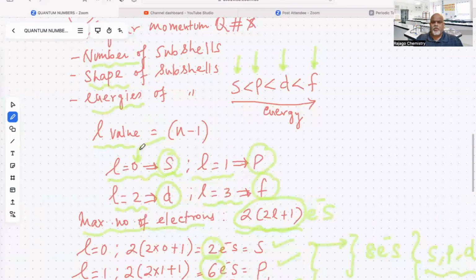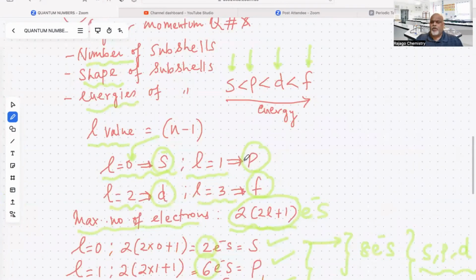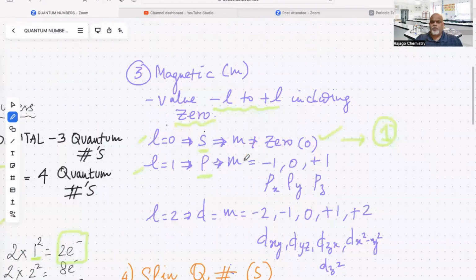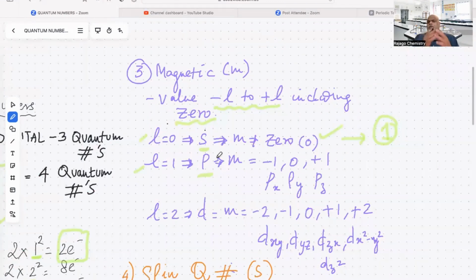We saw that when L is equal to 0, it's S. When L is equal to 1, it's P. But how many suborbitals can the P subshell have? It can have 3 values. It is like a number line: minus 1, 0, to plus 1. Minus L to plus L. So including 0, it will be minus 1, 0, plus 1. So it has 3 values. We define them as Px, Py, and Pz.